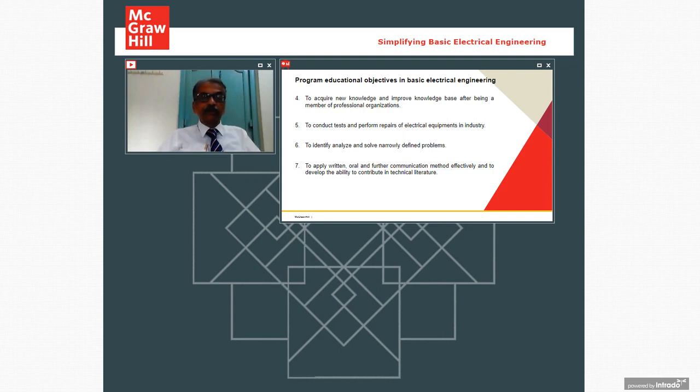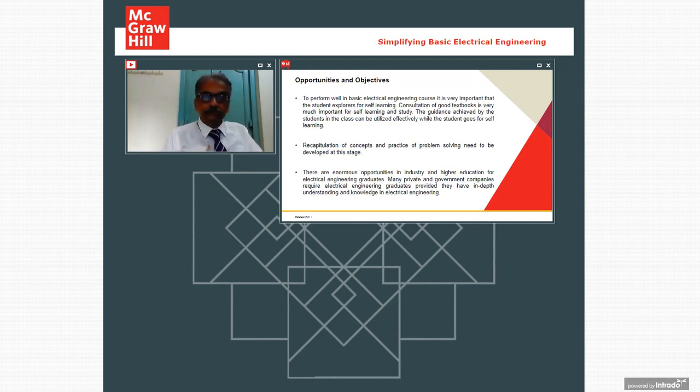Then it is very important to apply written and oral communication with the superior, with the others, with the colleagues, so that the entire team can work in cohesion and the problems can be solved. Now, once the concept is very clear and the student has graduated, numerous opportunities come.